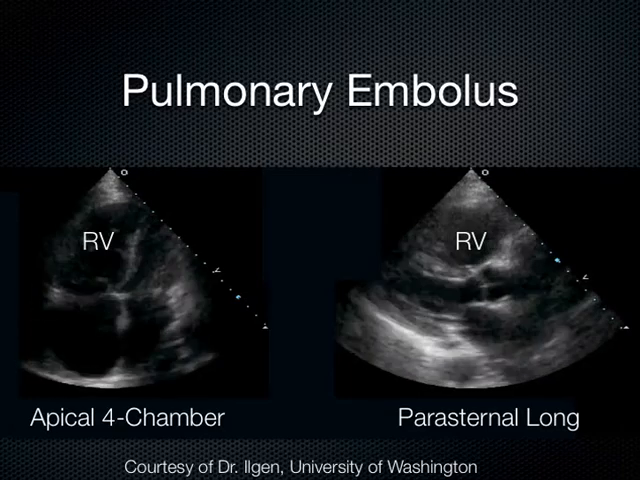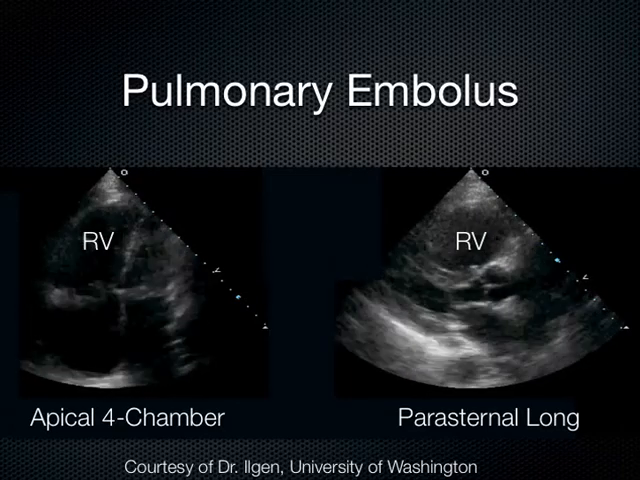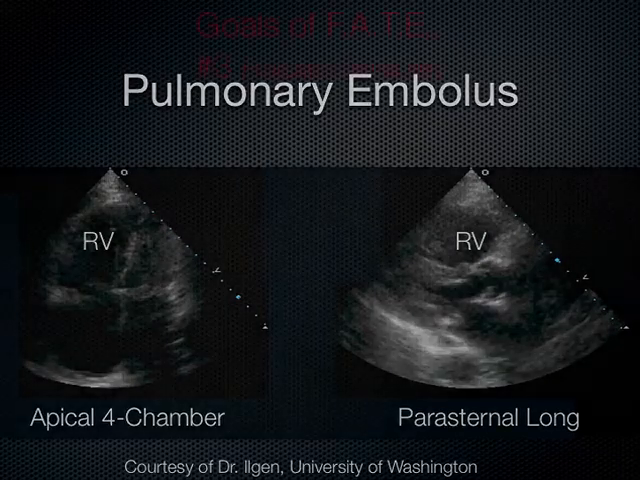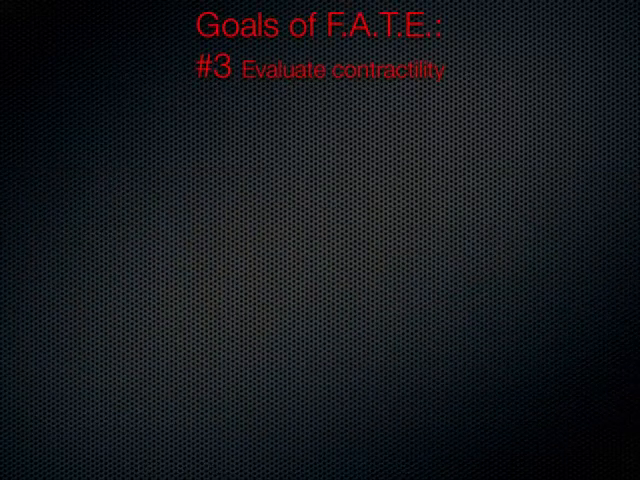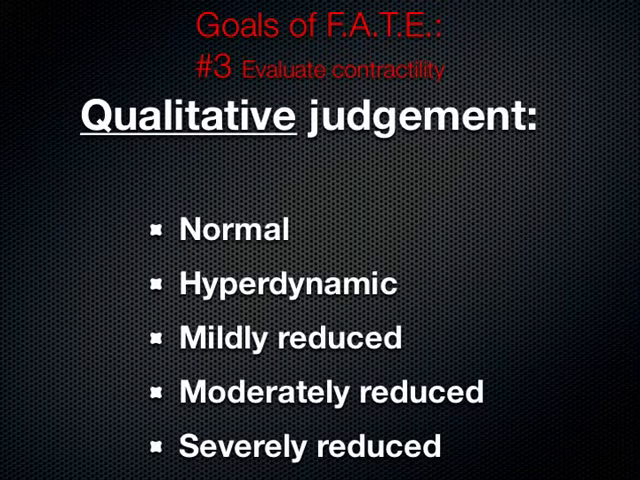Big right ventricles in the case of pulmonary embolism. Now, moving on to the third goal, to evaluate contractility. What we're going to do here is basically a qualitative, not a quantitative, judgment of the heart, and we can see if it looks normal.